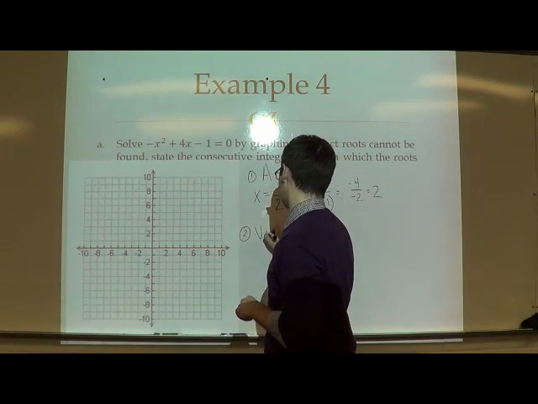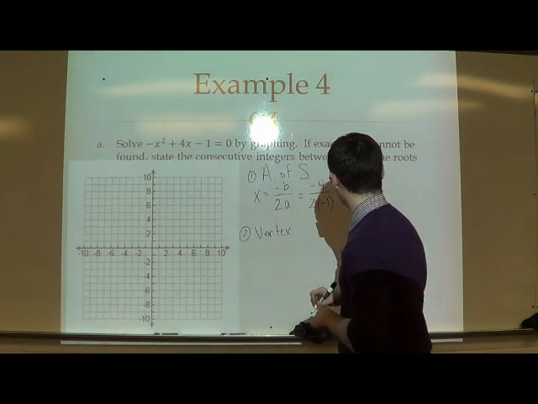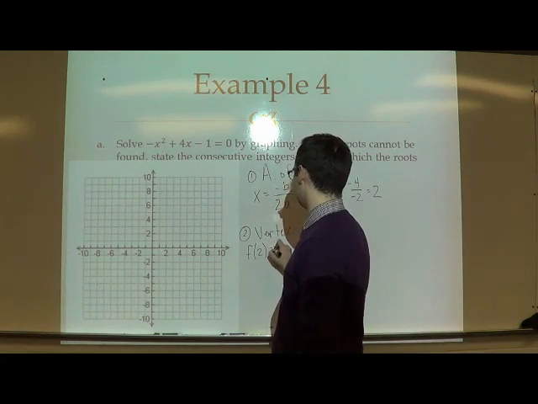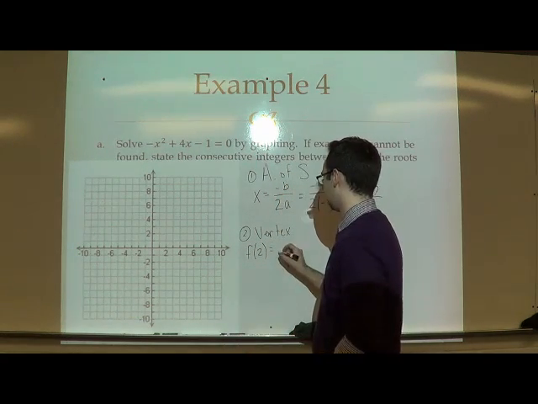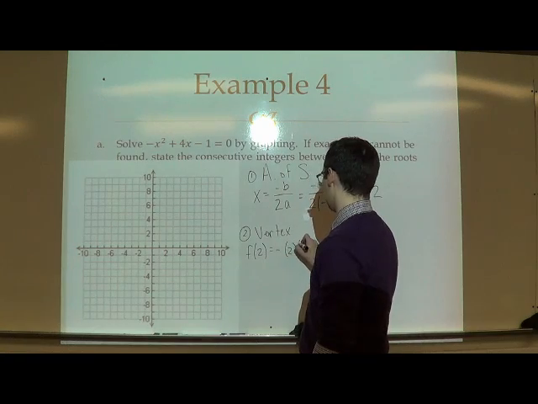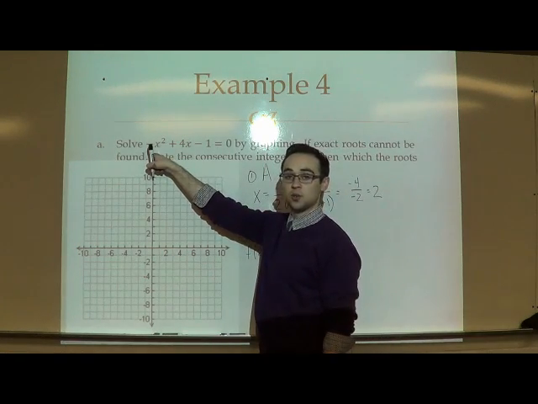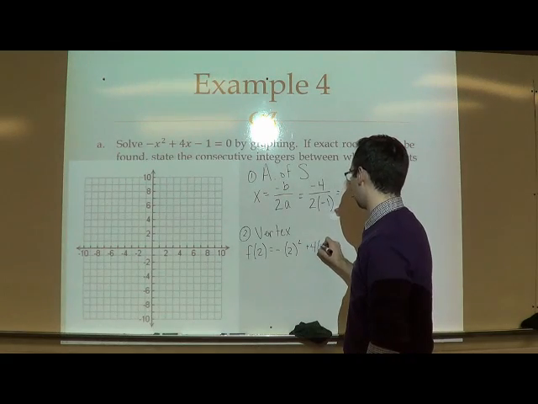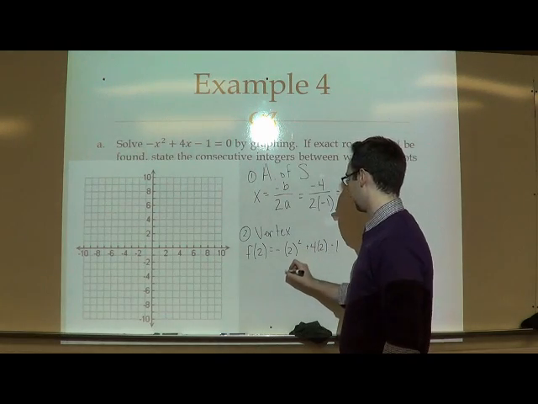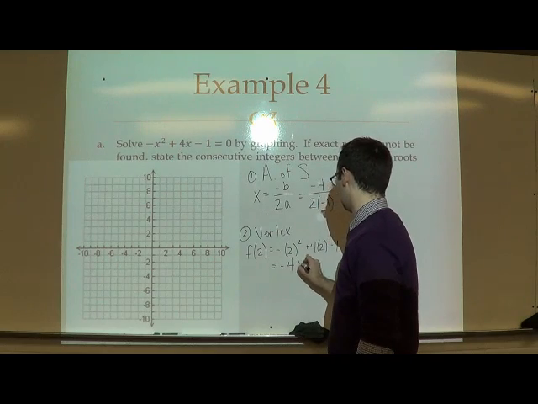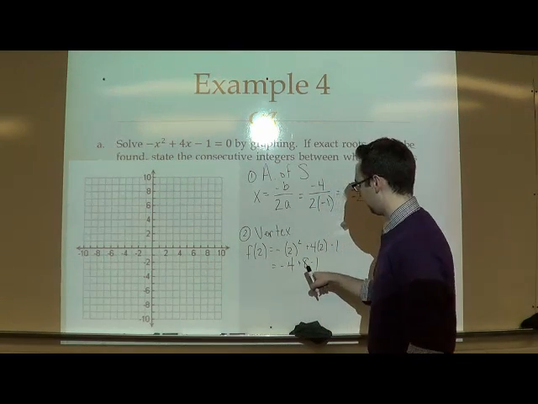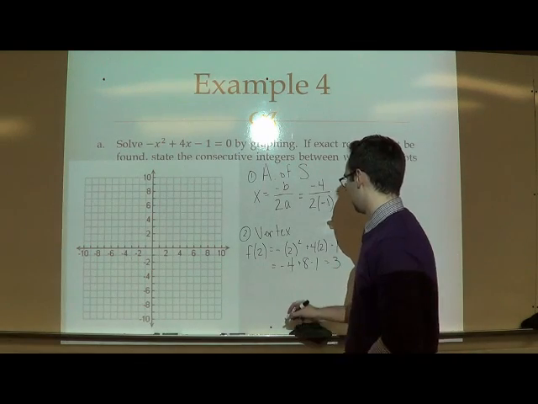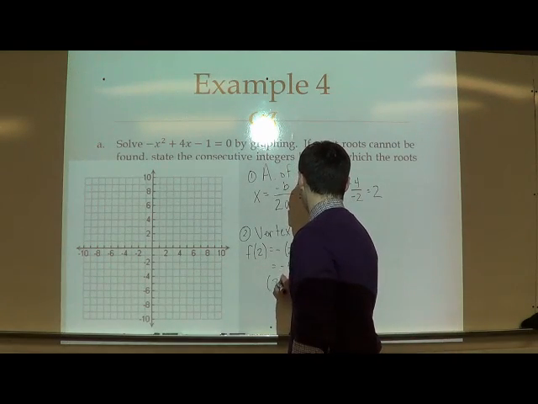Then we have the vertex. When I plug in 2, f of 2 is going to be equal to a negative, careful here, that negative is not squared. Only the 2 is squared. Plus 4 times 2 minus 1. So we get negative 4 plus 8 minus 1. Negative 4 plus 8 is 4, minus 1 is 3. So now my vertex is at 2, 3.